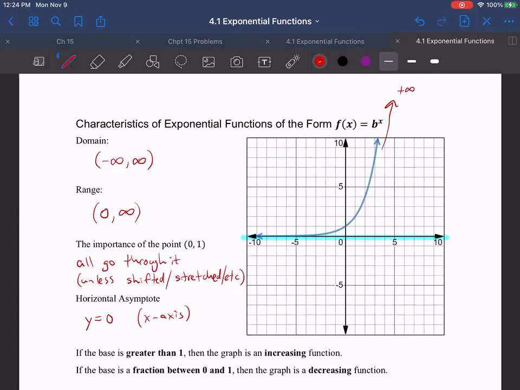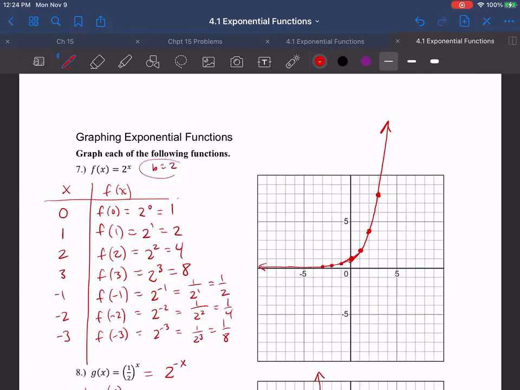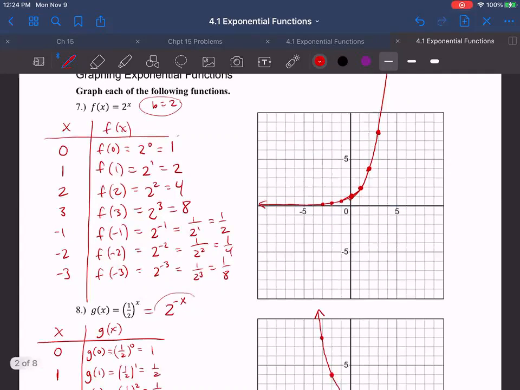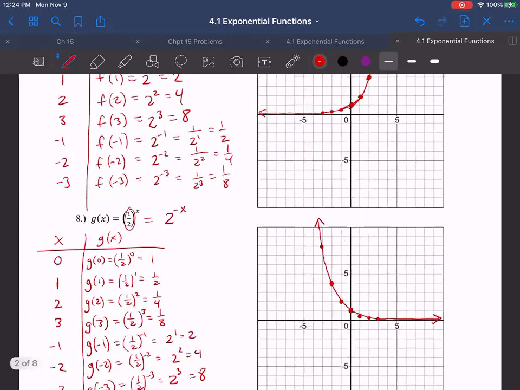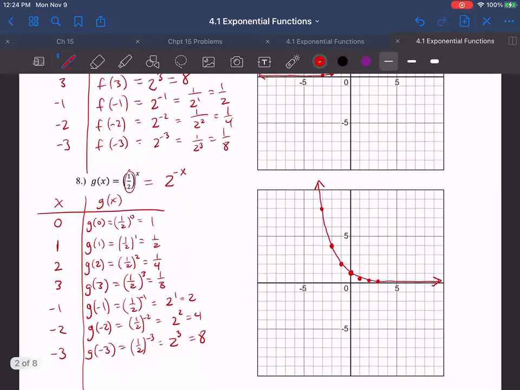And what you can see with what we did on the previous page is if we have a base that is greater than 1, then the graph is an increasing function. If the base is a fraction between 0 and 1, then the graph is a decreasing function. And that's, again, what we saw here. b was greater than 1, it was 2. And then over here, it was less than 1, it was 1/2. And so we got a decreasing one. So we had an exponential growth up here and an exponential decay down here, okay?